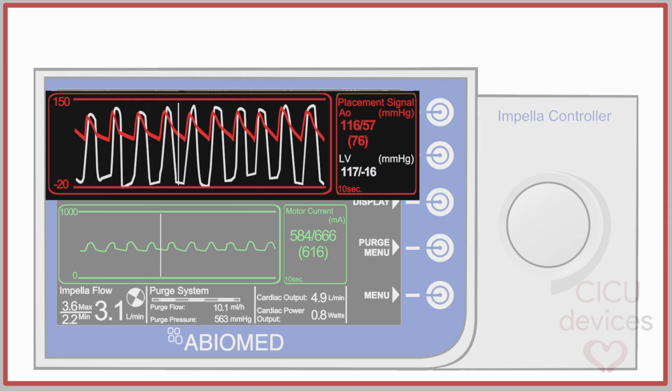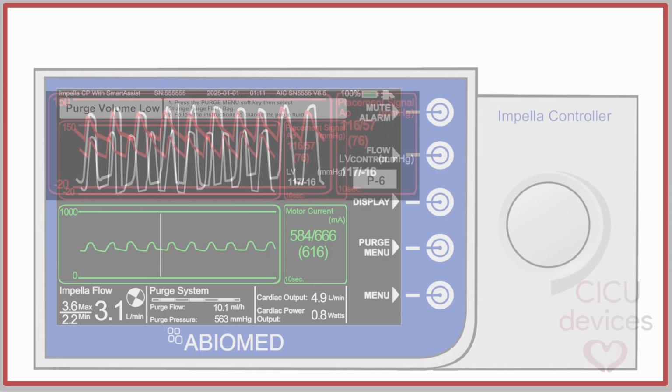To the right of the waveforms, the console continuously displays the corresponding numerical values. For the aortic pressure, the systolic, diastolic, and mean arterial pressures are shown in real time. For the estimated left ventricular pressure, the maximum and minimum values are displayed, providing valuable information about pump position and helping clinicians recognize potential suction events during Impella support.